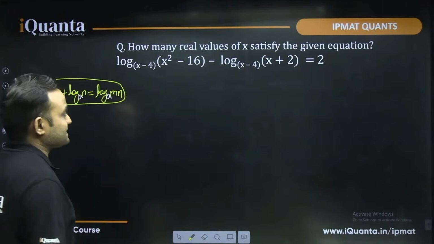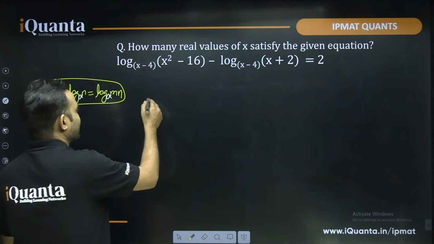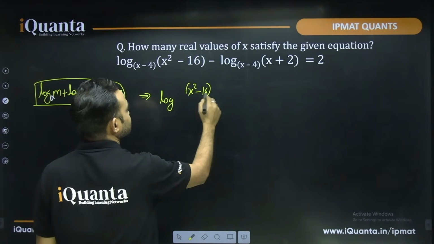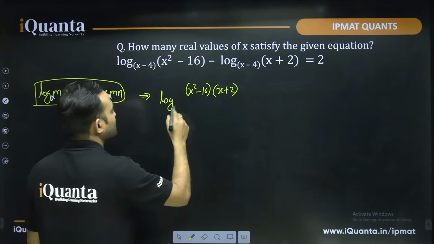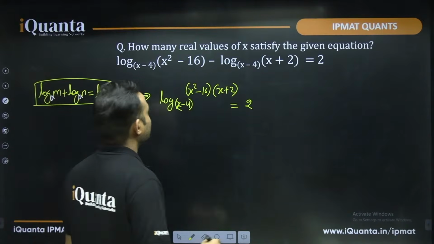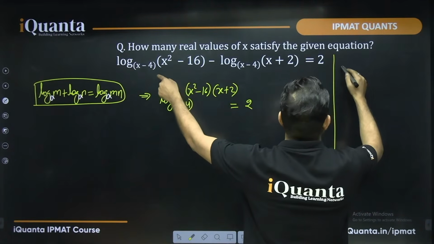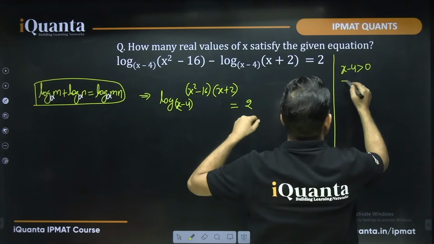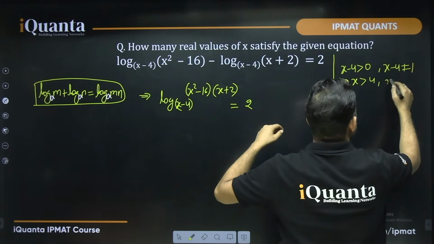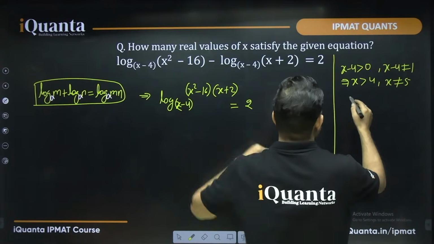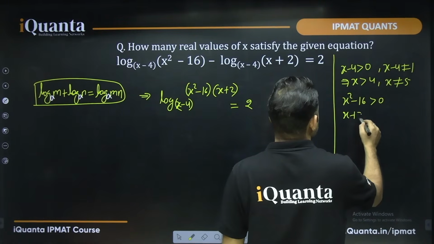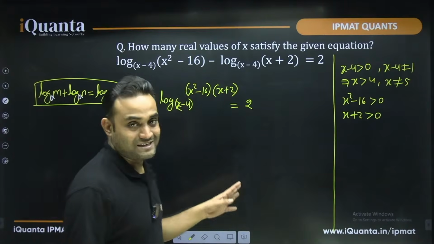So how many real values of x satisfy the given equation? We can write this as log of x square minus 16 into x plus 2 to the base x minus 4 is equal to 2. Now remember one thing, that we need to check all the conditions. X minus 4 should be greater than 0, or x should be greater than 4. X minus 4 cannot be equal to 1, so x cannot be equal to 5, as well as x square minus 16 should be greater than 0, x plus 2 should be greater than 0 as well. All of these conditions should be satisfied.